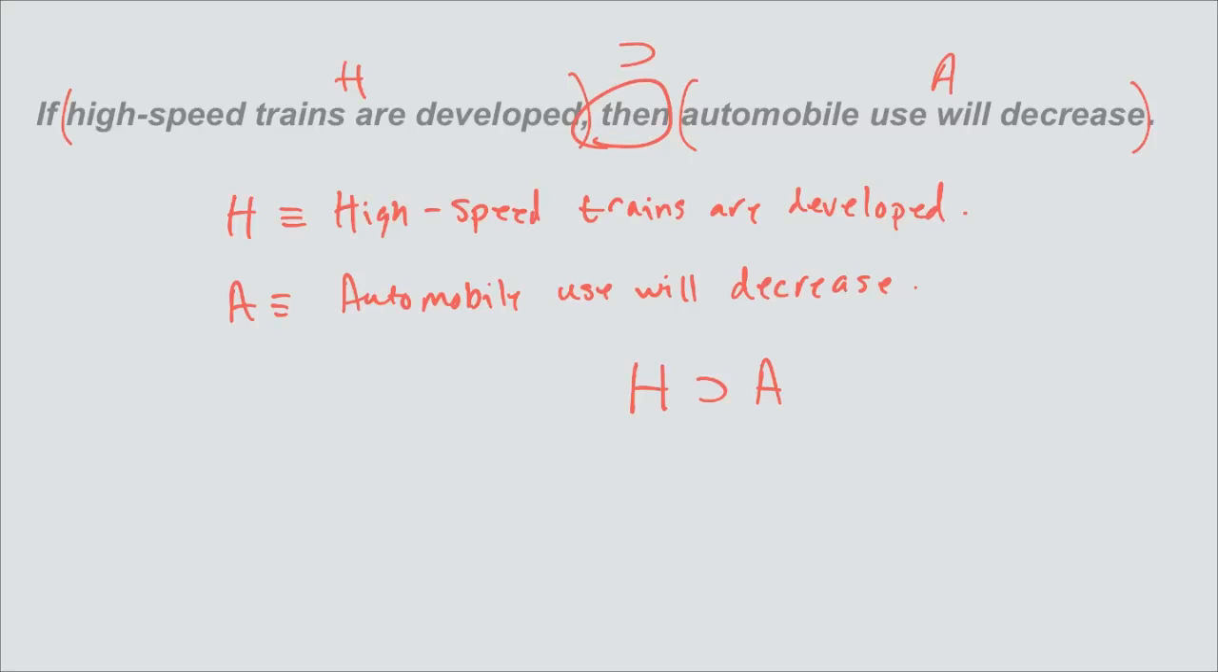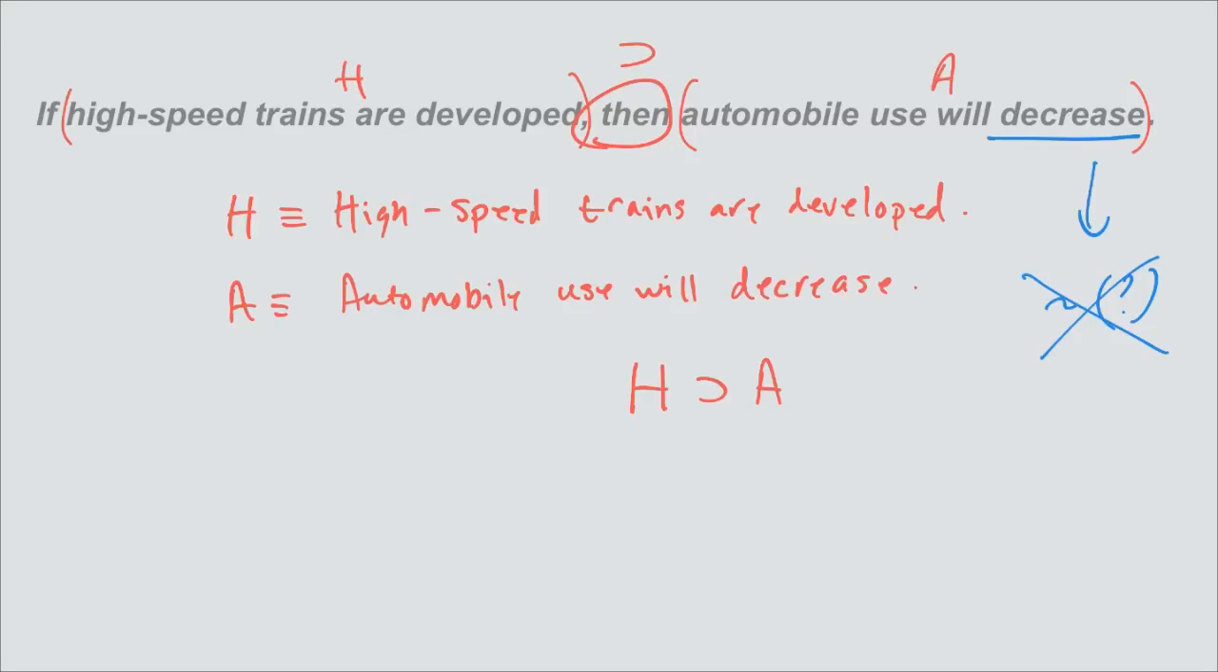Yeah, if high-speed trains are developed, then automobile use will decrease. But isn't decrease an indication of a negation, right? Doesn't that indicate a negation? In fact, it doesn't. So you want to be careful when you see things like decrease or lowers, because actually decrease is not the opposite of increase. Well, it might be the opposite of increase, but there's three possibilities, right? Something can increase, it can decrease, and it can stay the same. So it's not the negation of the other, is what I should say. Decreasing is not the negation of increasing, because it's possible that there's a third option where it remains the same. So it's not actually a negation.